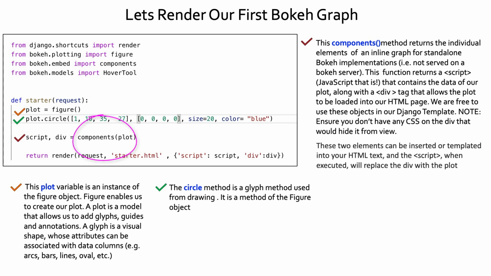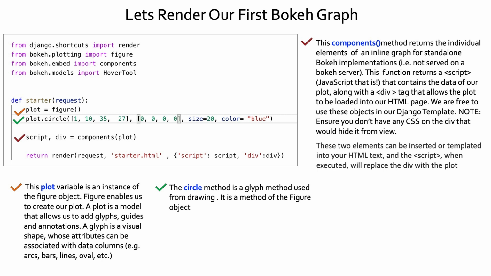This components method returns the individual elements of an inline graph. That's what we're doing, a standalone graph for a Bokeh implementation. And when we say standalone, really that's one that is not served on a Bokeh server. So this function returns a script, in fact a JavaScript, that contains the data of our plot along with a div tag that allows this plot to be loaded into our HTML page. We're free to use these objects in our Django template.